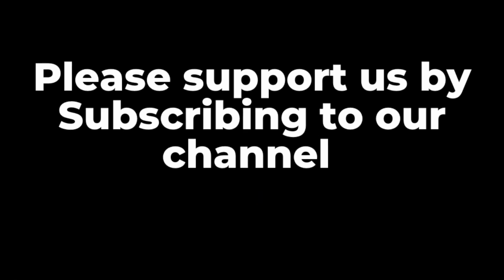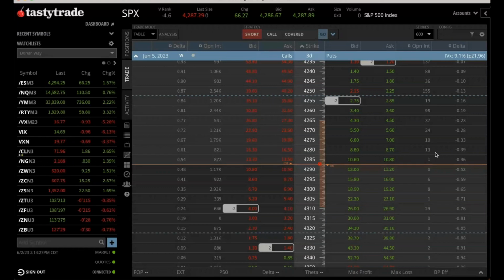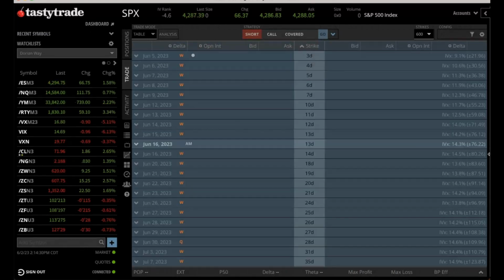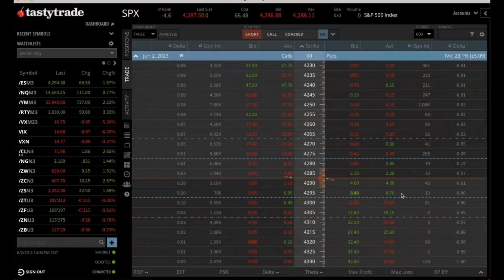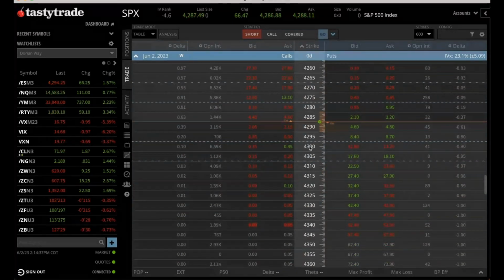Let's talk about adjusting zero DTE trades or day trades. This morning we had this position at the zero DTE time frame, and we had to buy it back and then move it to 3 days expiration, or on Monday. And then we had to move it again. We had to do what we call a rollaway, because that's how strong the market has been today.